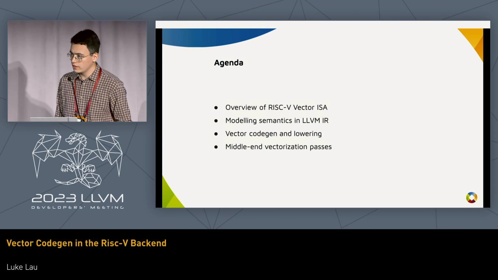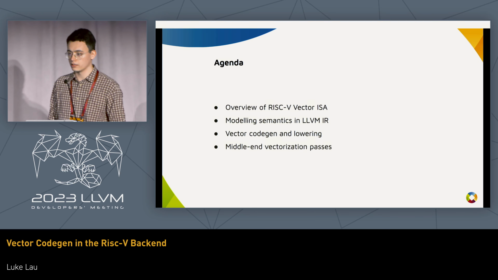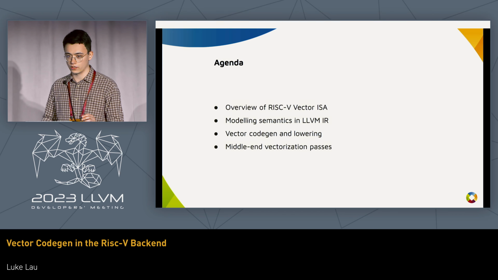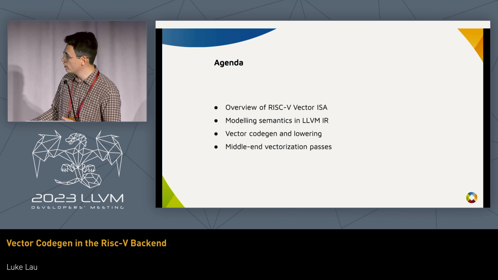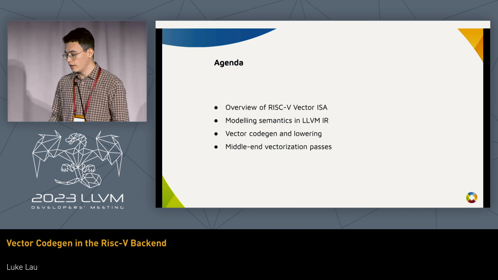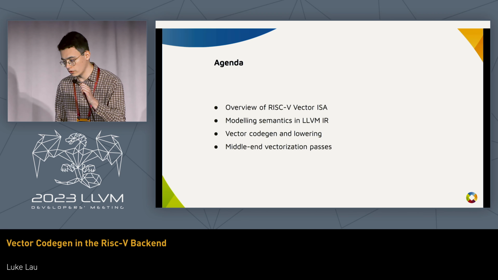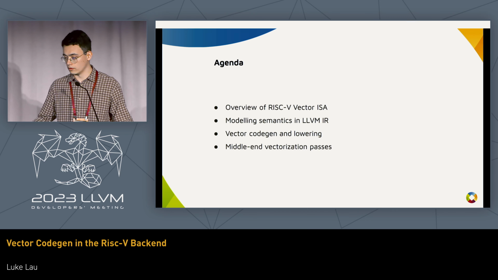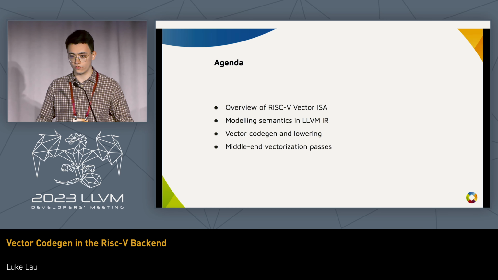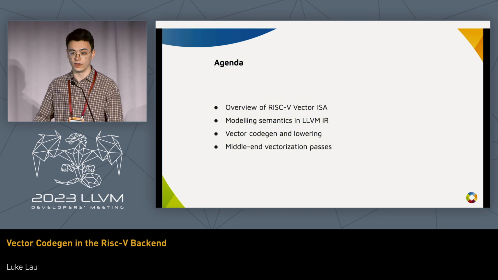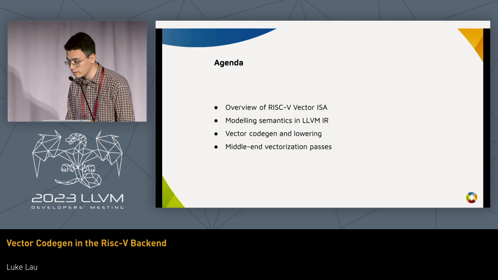The RISC-V vector extension is pretty unique in comparison to other vector ISAs. So I'll start off by giving a brief whirlwind tour of some of its features. We'll then take a look at how we can represent some of those semantics in LLVM IR. We'll also take a look at how we actually generate the code for it. That's the name of the talk, so it'd be remiss not to mention that. And then, of course, it'd be fun to talk about some of the cool things that we can do in the middle-end optimization passes that take advantage of some of the features of this ISA.